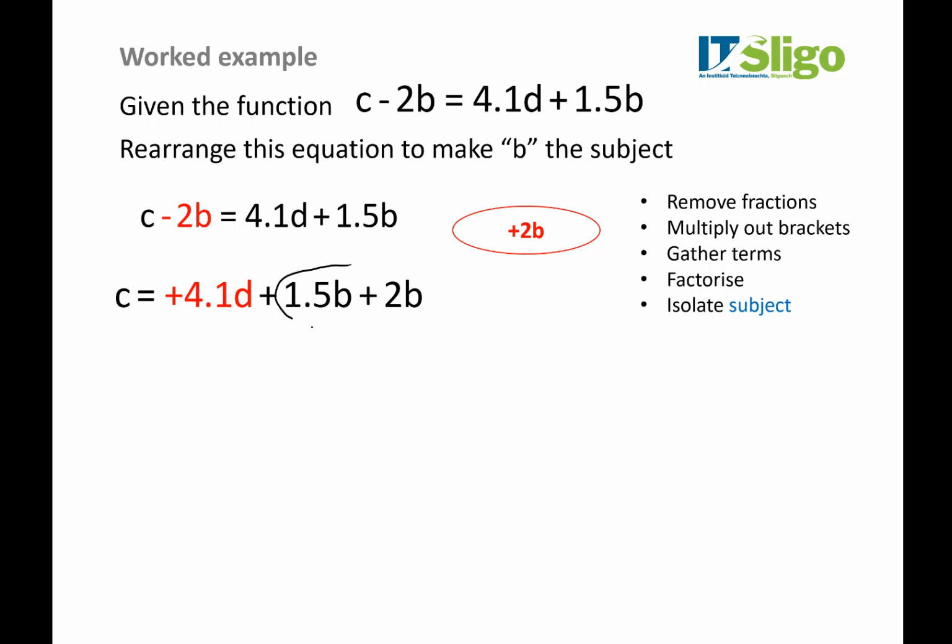Here's our b terms. But now we've got this, guys. We don't want this here because it doesn't have b. We want to only have b on the right hand side. B terms, terms containing b, to be a bit more formal again. So I want to get rid of this. It's plus 4.1d. So to get rid of it, I'm going to subtract 4.1d from both sides.